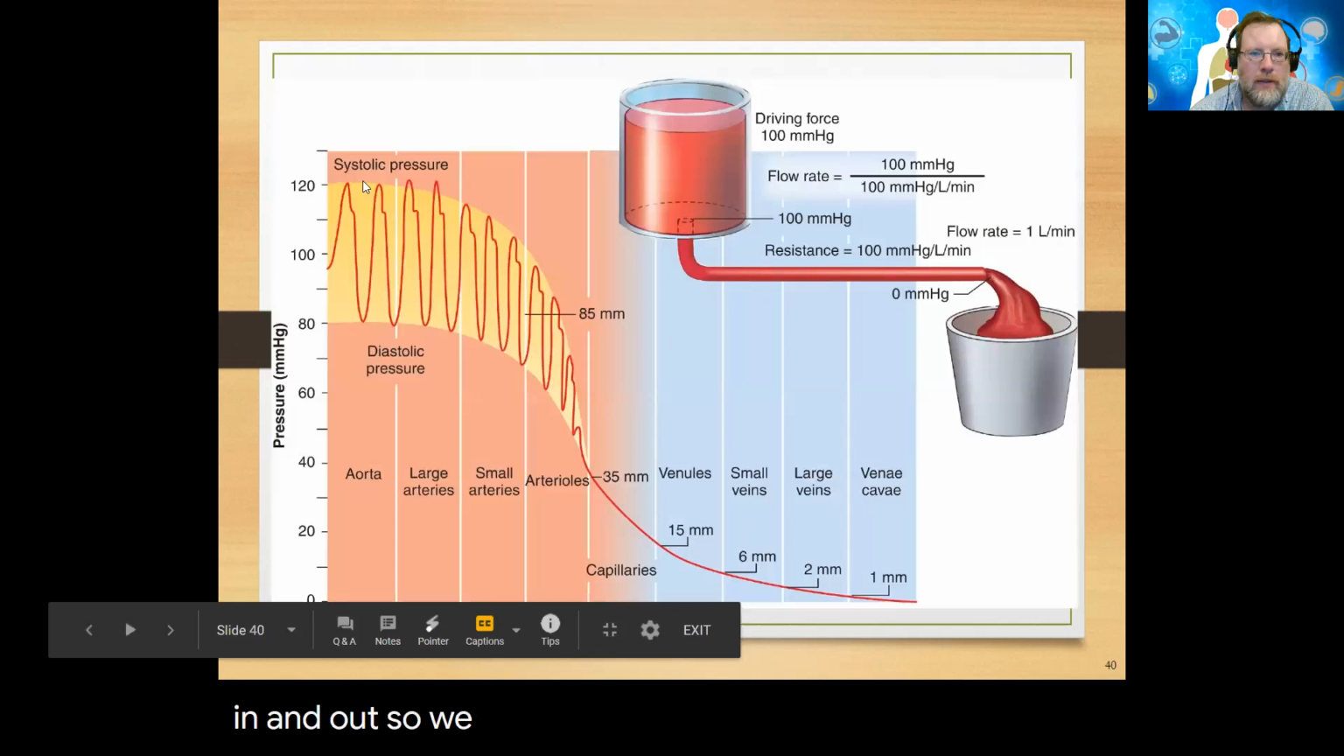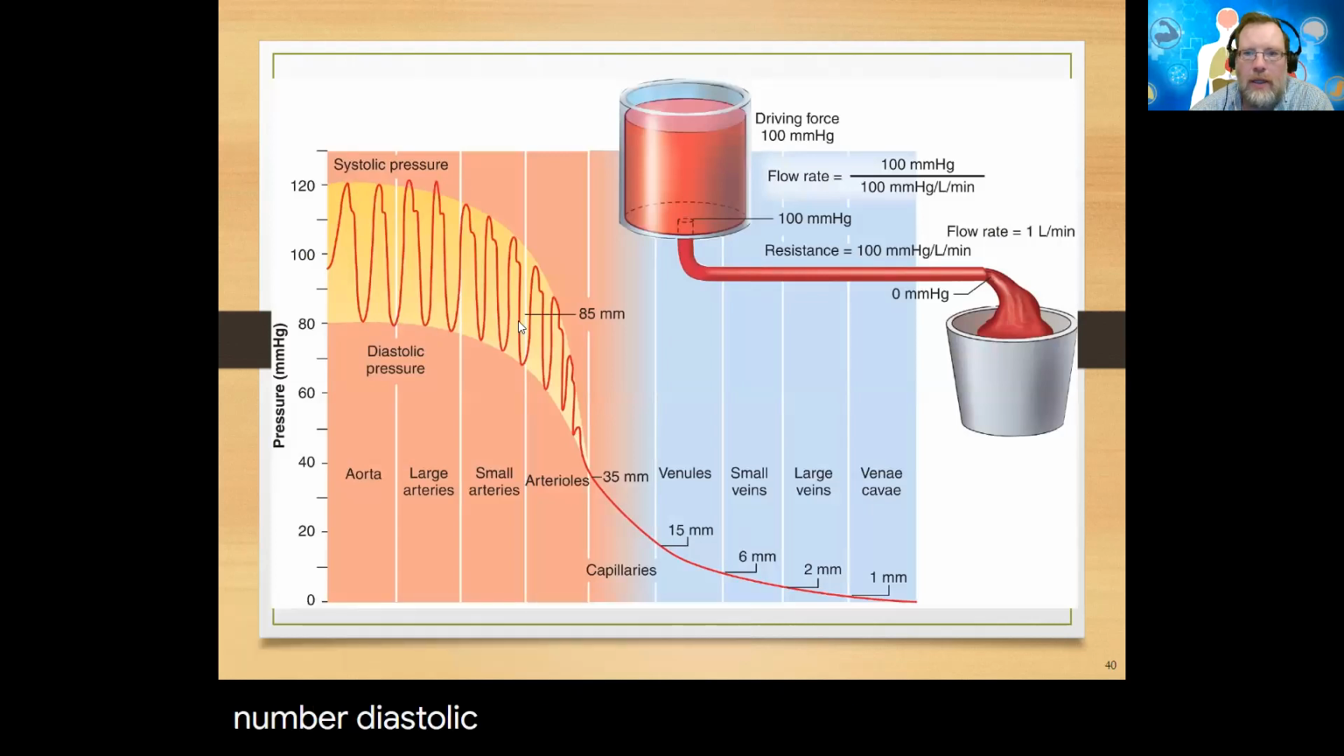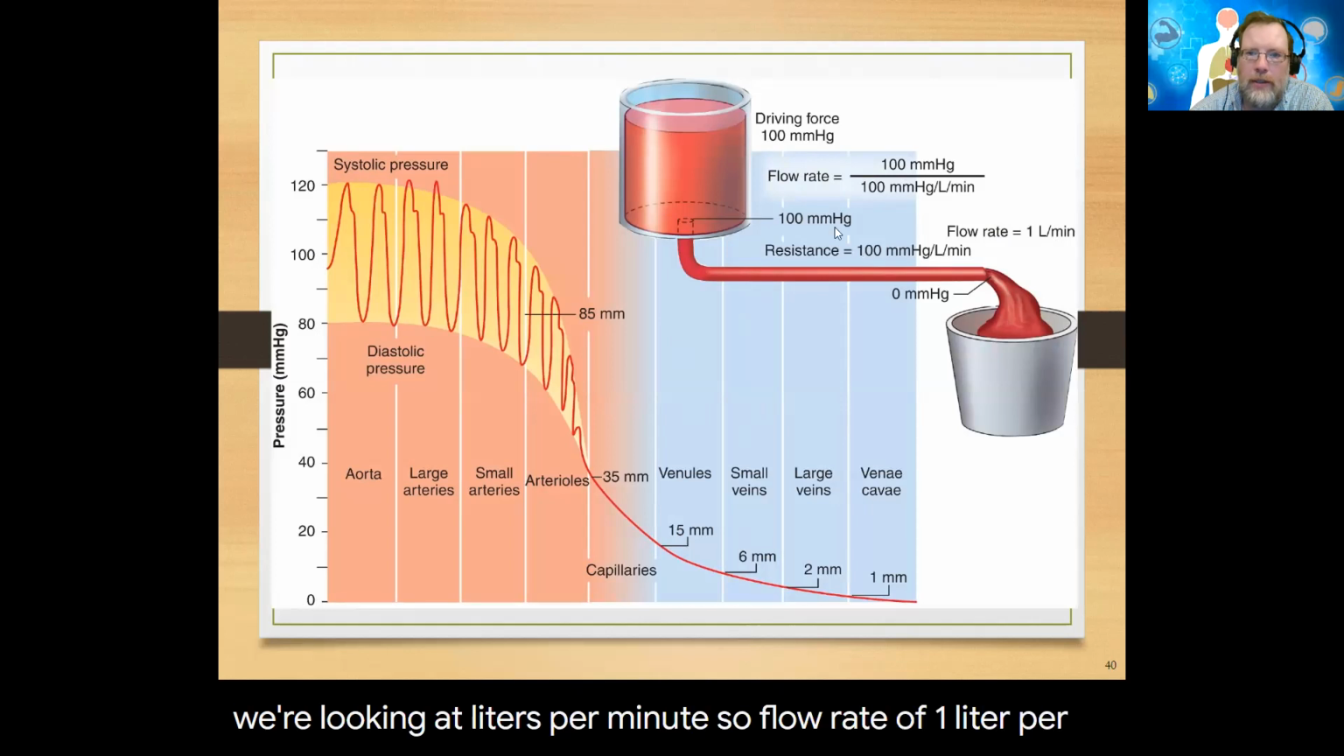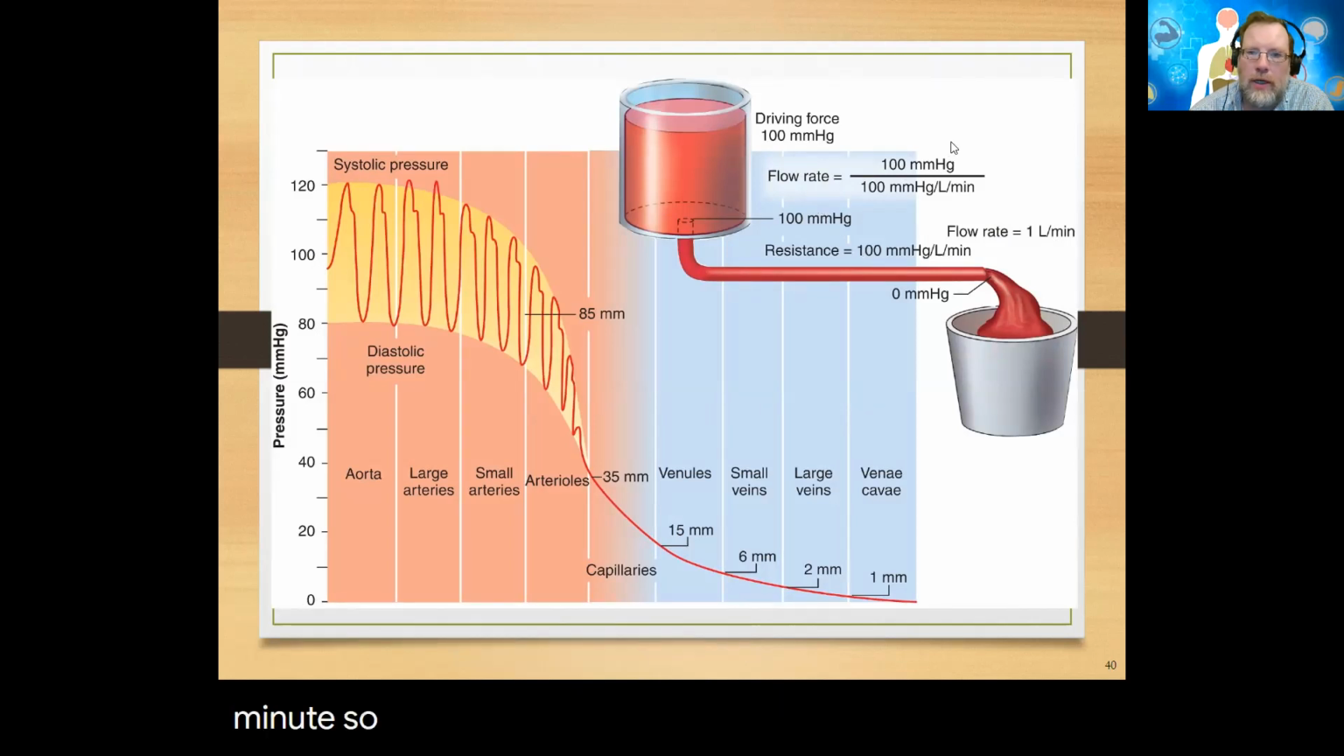So we see the systolic pressure, that higher number, and diastolic pressure, that lower number. And again, the driving force, we've got 100 millimeters of mercury. So for flow rate, we can look at liters per minute. Whenever we look at rate, we're looking at liters per minute. So a flow rate of 1 liter per minute. Okay, so flow rate equals the force over the resistance.